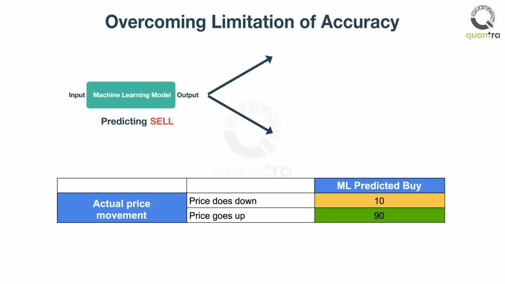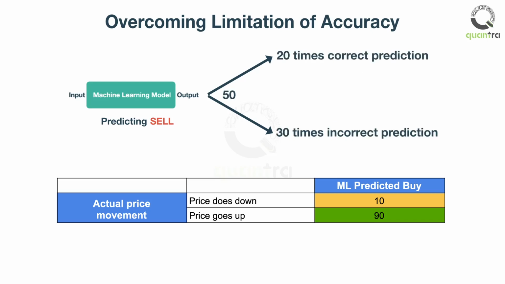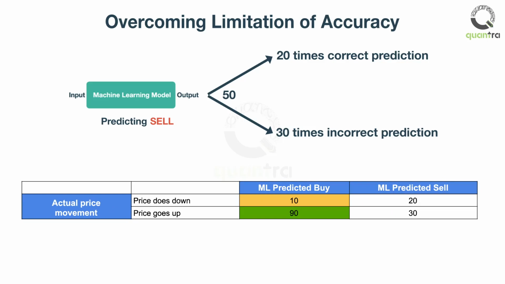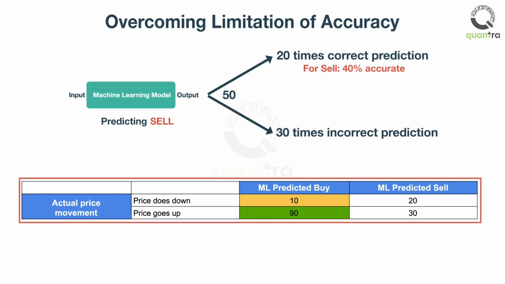The model predicted 50 times that price would go down. The price went down only 20 times. In contrast, it went up 30 times. The model is only 40% accurate in predicting the sell signal. Therefore, placing a sell order based on the model's recommendation is bound to be disastrous. The matrix shown here is called a confusion matrix.